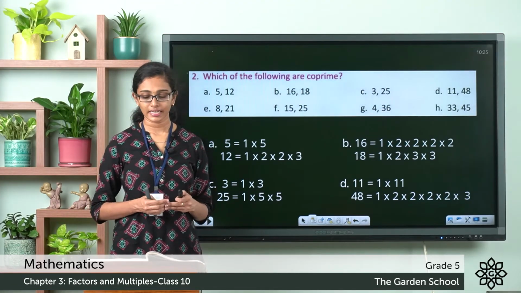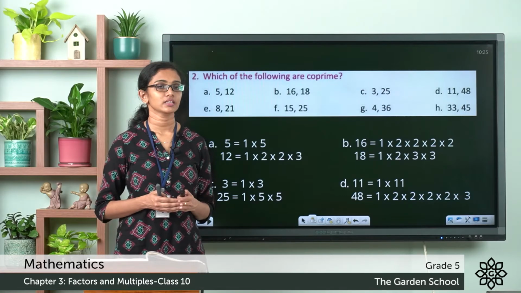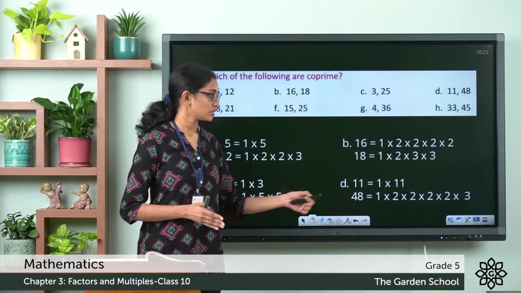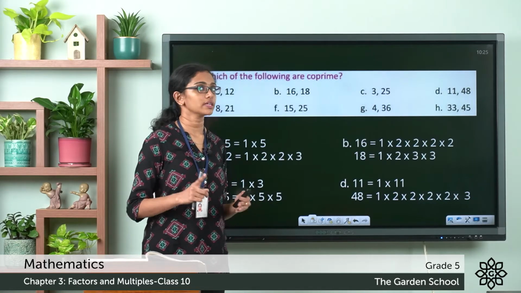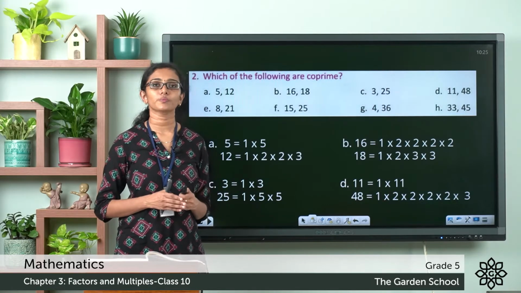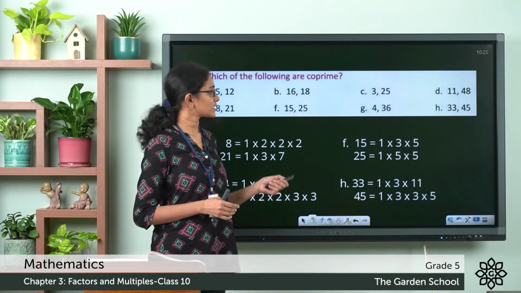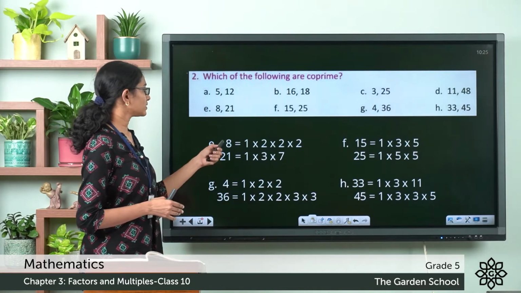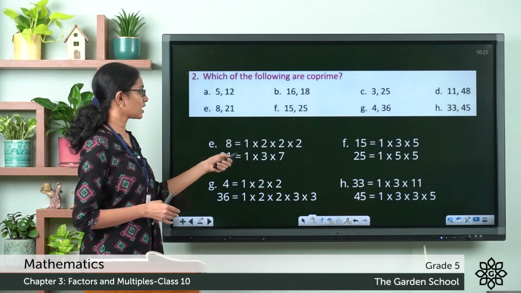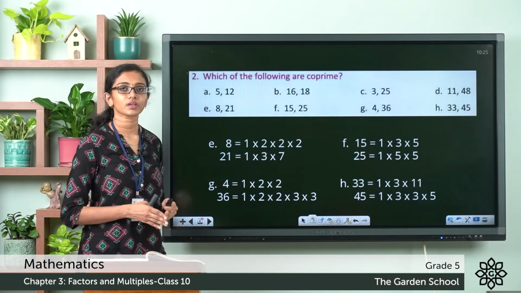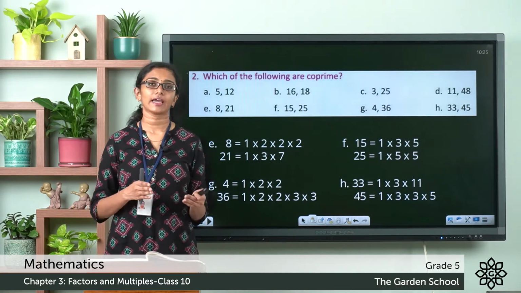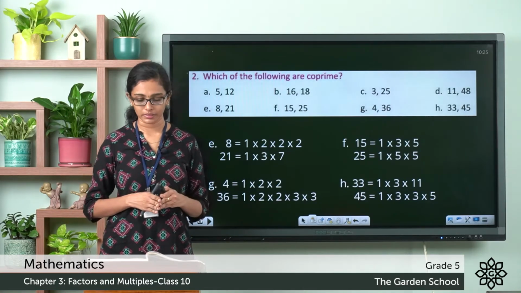Now what about question D, 11 and 48? Here we have the factors for 11 and here we have the factors for 48. Do you see the common factors? The only common factor is the factor 1. So 11 and 48 are co-prime numbers. Now the next one, question E. There you have the factors of 8 as 1 into 2 into 2 into 2, and the factors of 21 are 1, 3 and 7. So the only common factor is the number 1. Hence 8 and 21 are co-prime numbers.